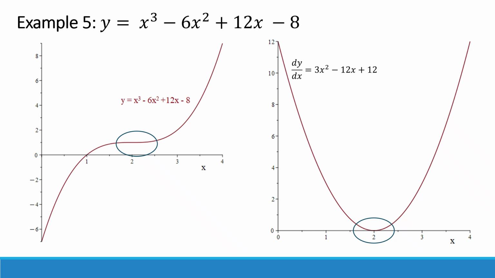Now the gradient to the left of a stationary point is positive, we have an increasing curve, and this matches with the gradient graph being positive for x less than 2. Similarly, the gradient to the right of a stationary point is positive, and this matches with the gradient graph being positive for x greater than 2.